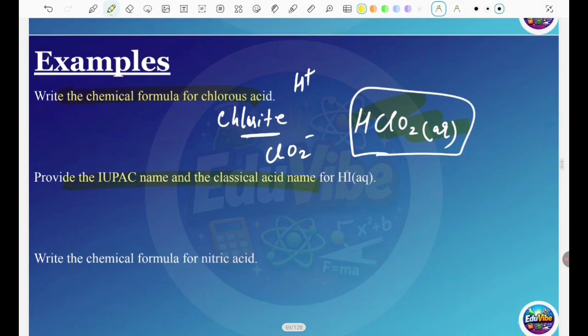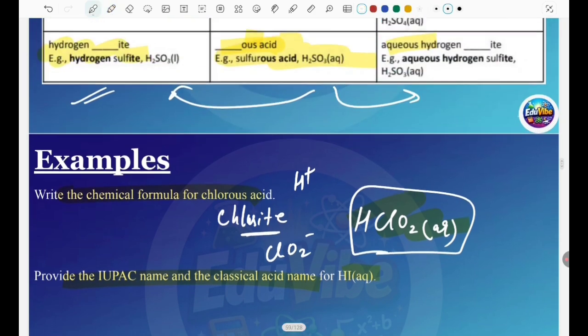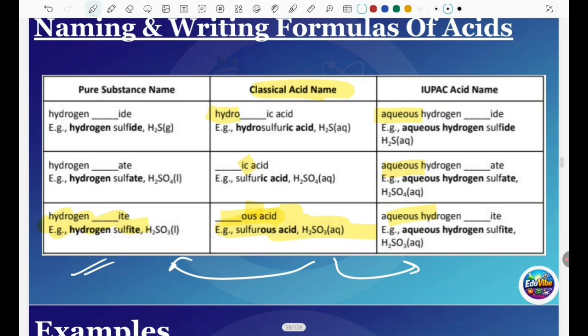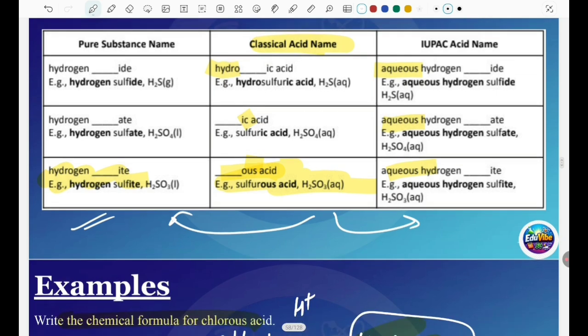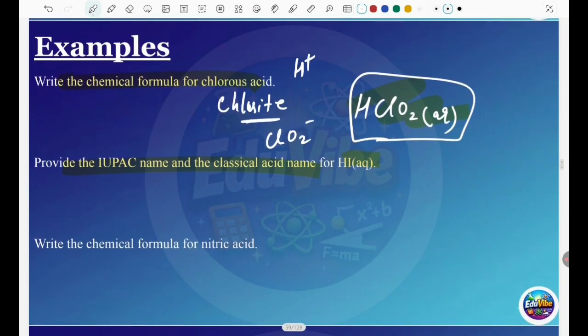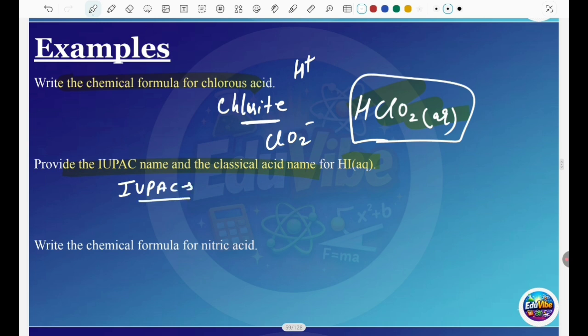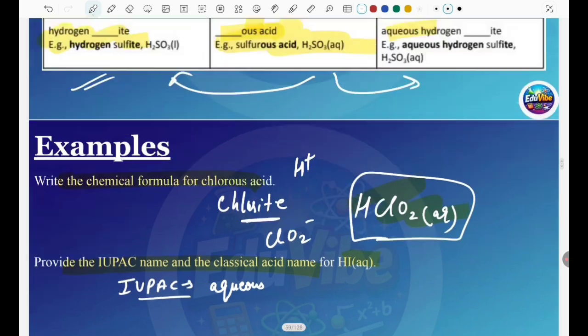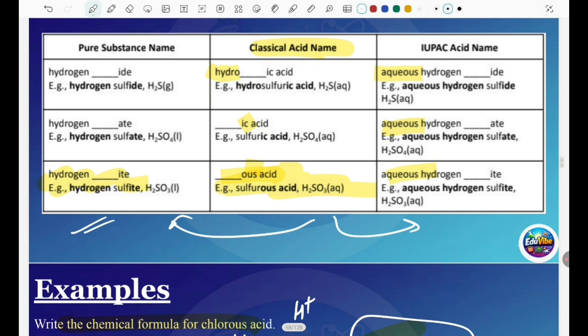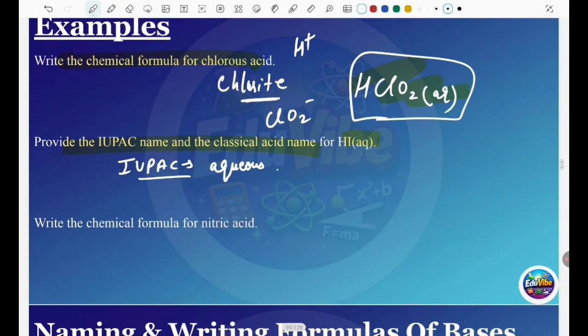Provide an IUPAC name and classical acid name for HI. So HI is given in the pure substance name. You have to find the IUPAC and the classical naming. For IUPAC, this is HI, so we always take care of the aqueous first in the IUPAC. So this is hydrogen iodide. Write it like this: aqueous hydrogen iodide. So hydrogen, then iodide. That's how the IUPAC naming works.